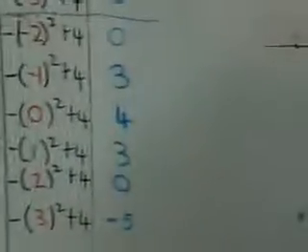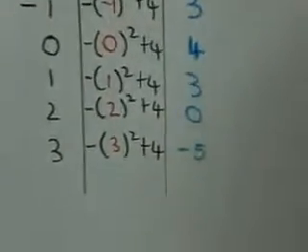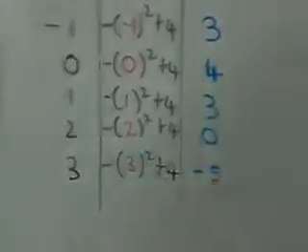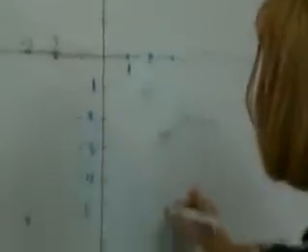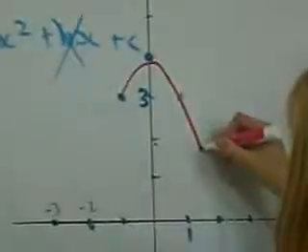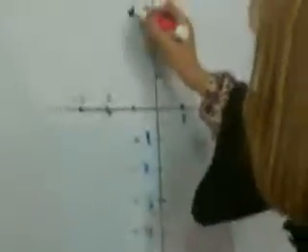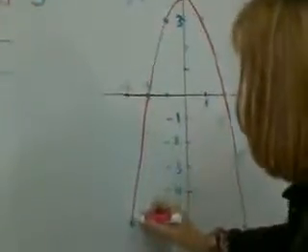X is 1, there's 1, and y is 3. When x is 2, y is 0. There. And when x is 3, y is minus 5. So, right here. Okay, now I'm going to draw the graph itself in red so you can see where it goes. So, let's start there. When you draw these, make sure that the curve is nice and smooth. There we go. And there we go down.